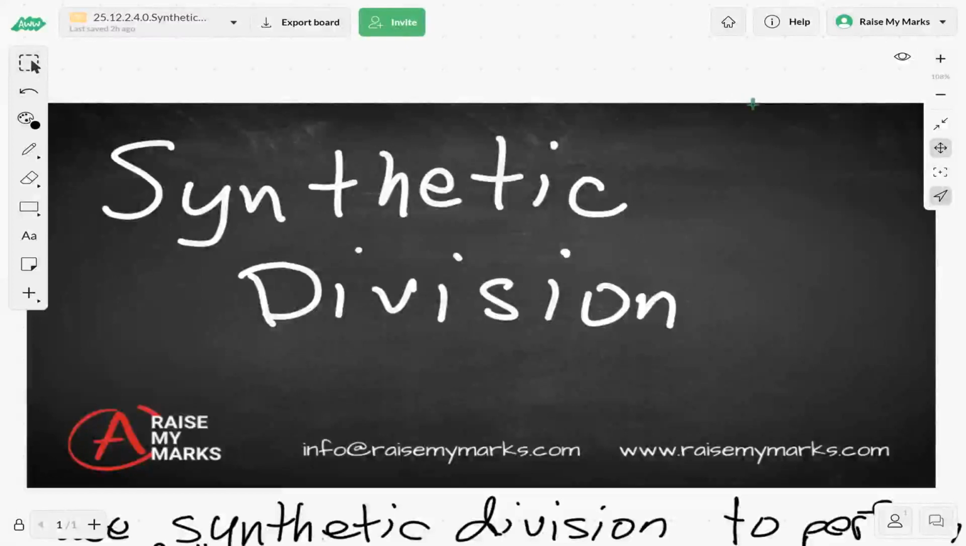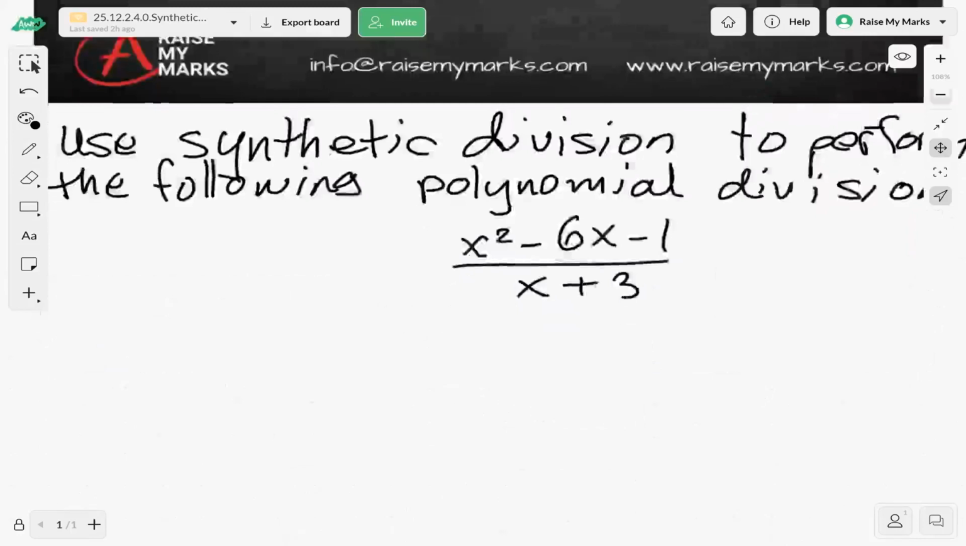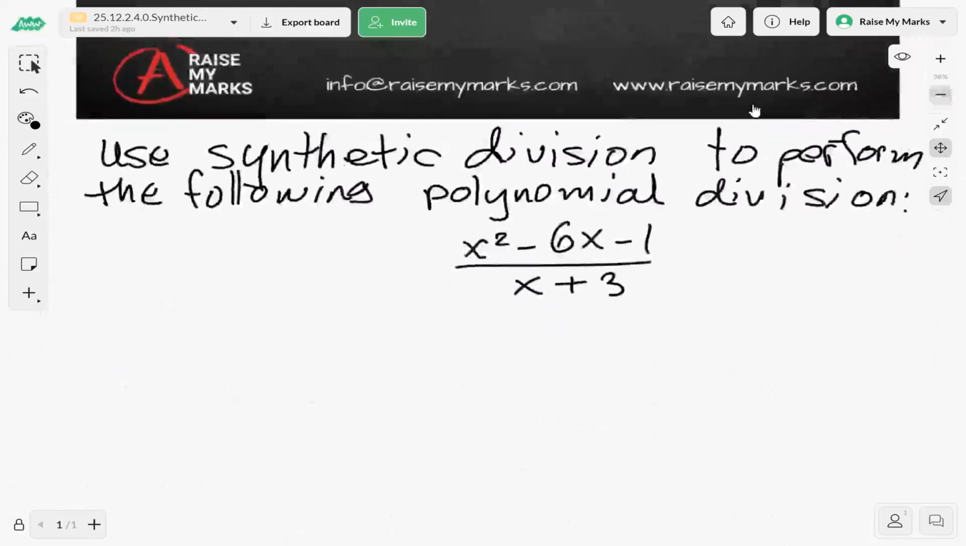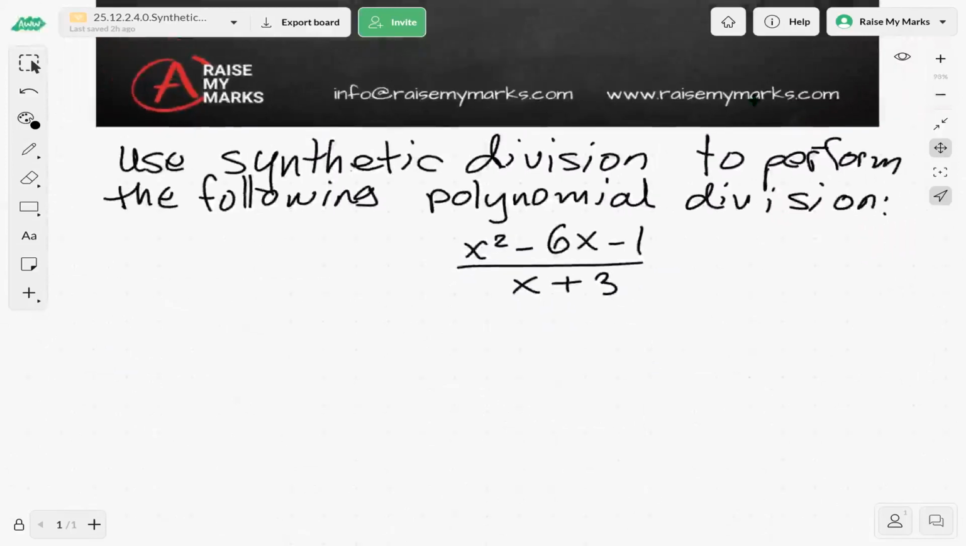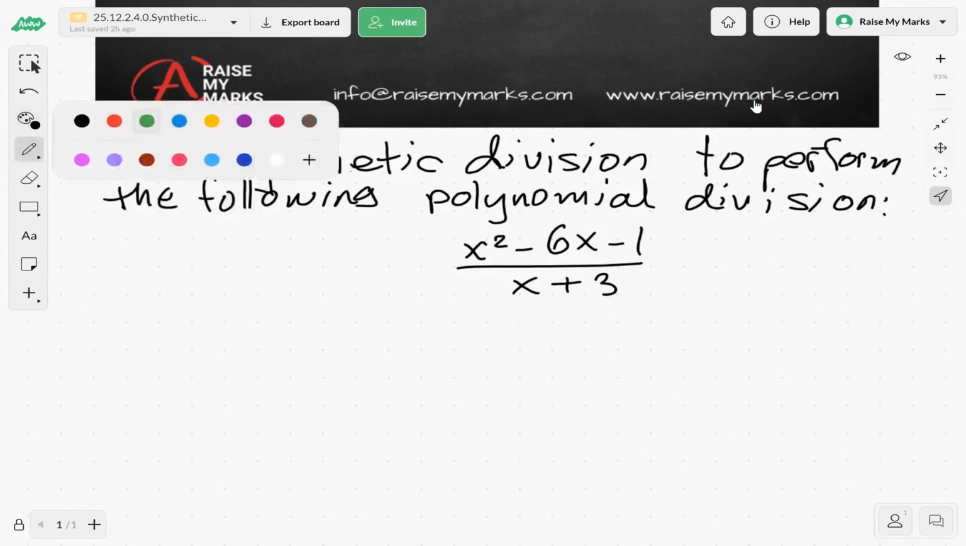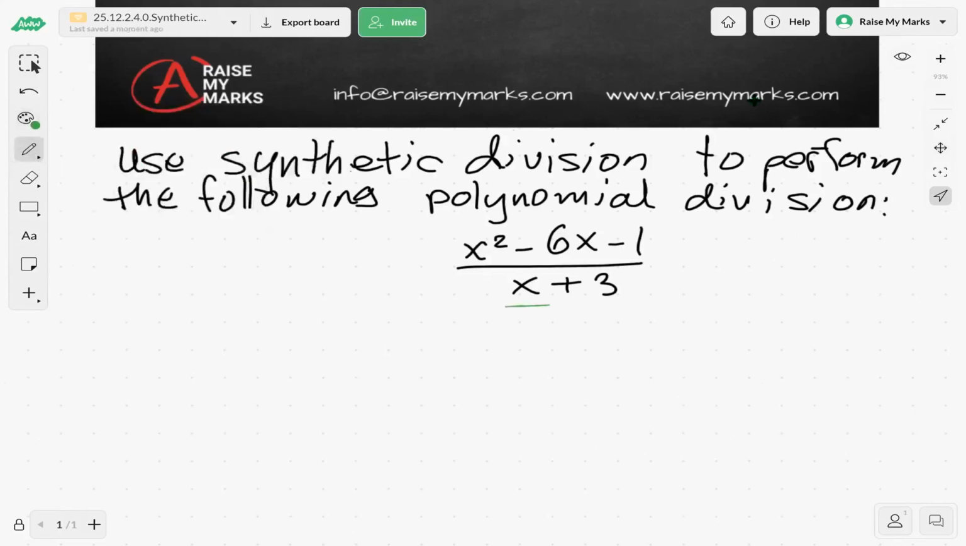So today we're going to look at synthetic division. Synthetic division is interesting because it's almost like a shorthand for long division of polynomials, but only in the special case where what we're dividing by is a linear function. In this case, we're able to do it because we have x squared minus 6x minus 1 divided by x plus 3, and x plus 3 is a linear function. Right? It's linear. Okay, so now how do we do synthetic division?